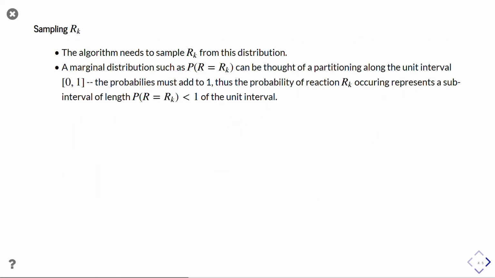In order to implement the algorithm, we need to know how to sample the R sub k's from this distribution that we've developed. A marginal distribution, such as P of R equal R sub k from the preceding slide, can be thought of as a partitioning along the unit interval, that is, the numbers between 0 and 1, including the endpoints. Probabilities must add to 1, and thus the probability of reaction R sub k occurring represents a subinterval of length P of R equal R sub k, which ought to be less than 1, of the unit interval.